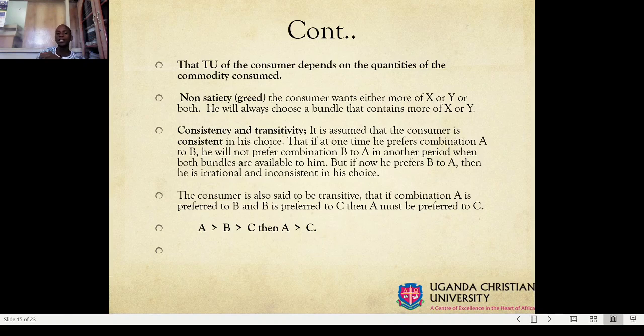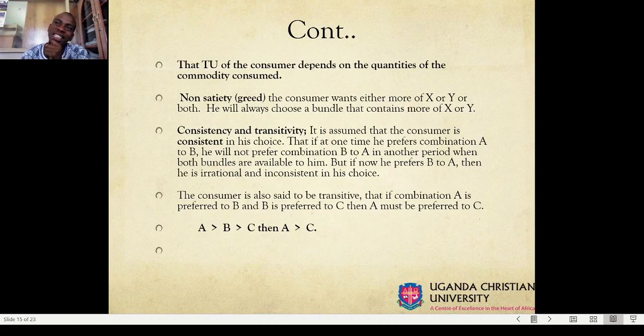You shouldn't confuse us. You're preferring A to B, and you prefer B to C, and then you tell us I prefer C to A. Then you'll be confusing us. There is no way you prefer C to A when you're preferring B to C, for which you prefer A to B. Altogether, that's the element of transitivity.